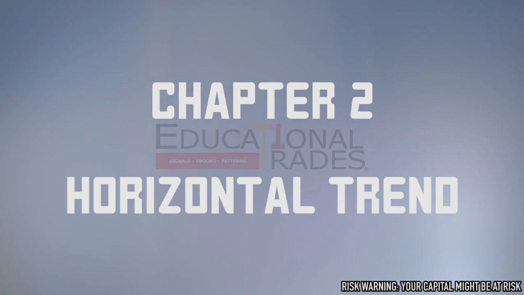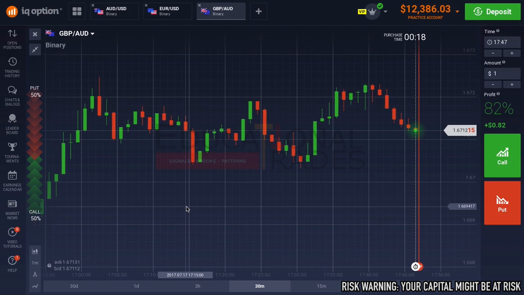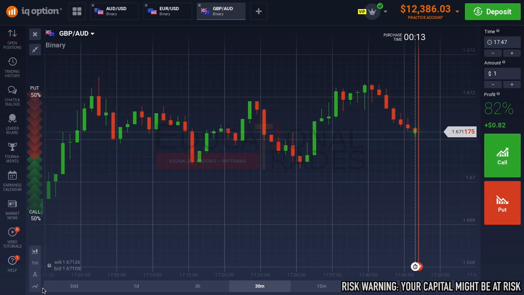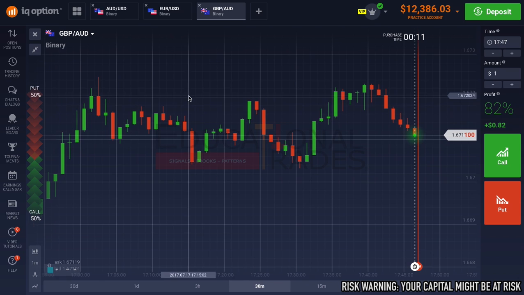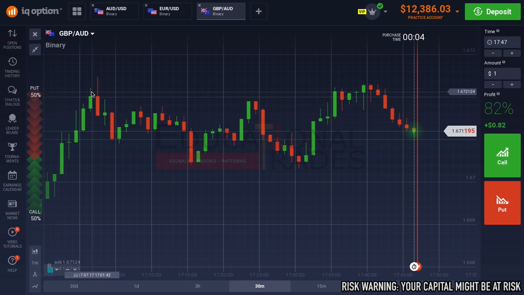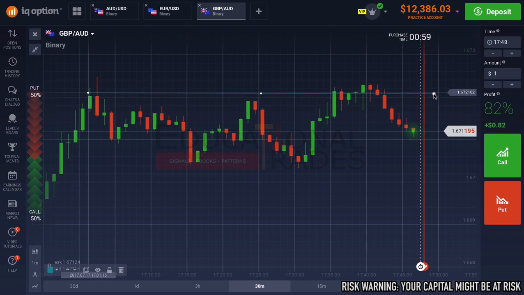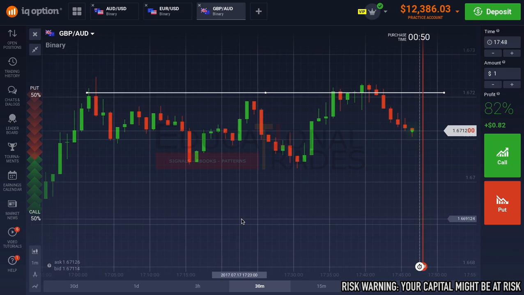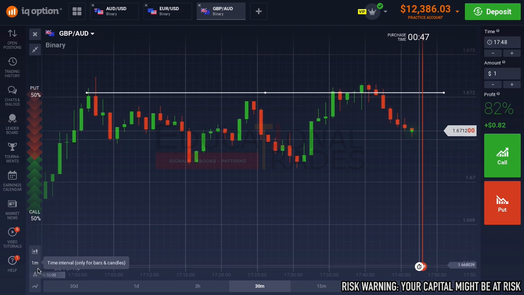Chapter 2: Horizontal Trend. You can find situations where a trend is not clear. These situations are usually called lateral or horizontal trend, and they usually indicate a low price volume and a low volatility. You can recognize a horizontal trend when the highs and the lows touch the same price at least 2 times or more. Clearly, a lateral situation is mostly a temporary condition.